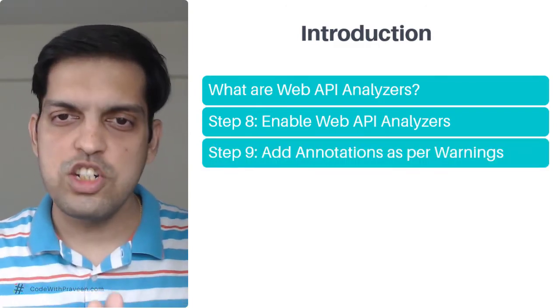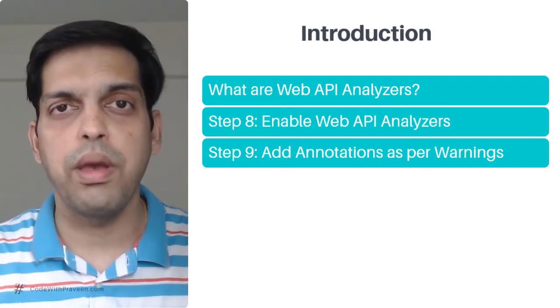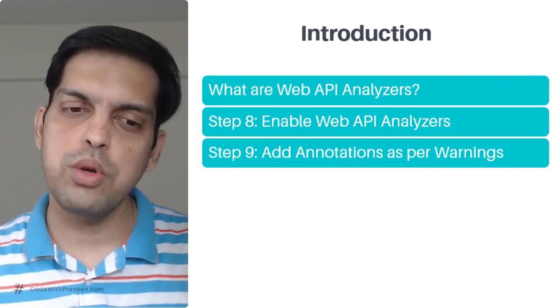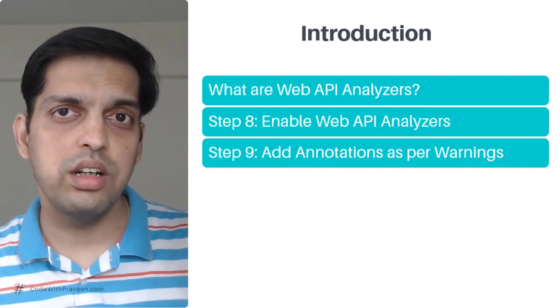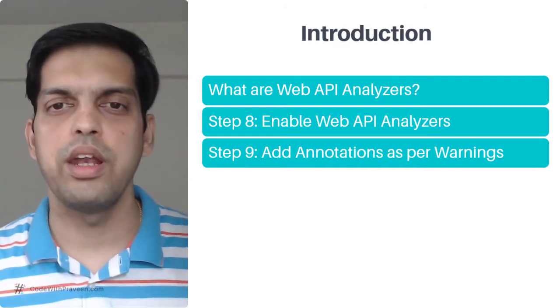Once done, in step 9, we will add annotations as per the warnings provided by these API analyzers. So you'll be going through each of the warnings and trying to mitigate them by complying with those warnings. Once done, it's going to enhance your OpenAPI document. Let's cover that in step 9.